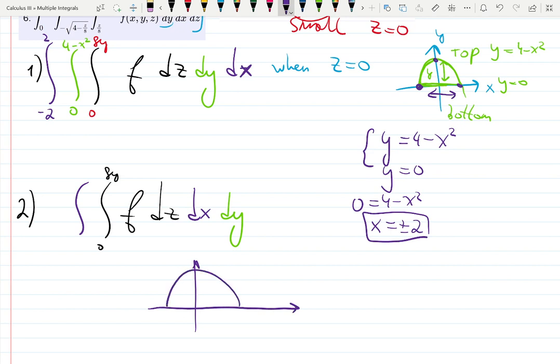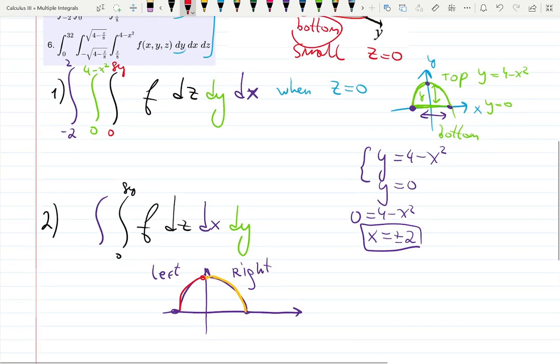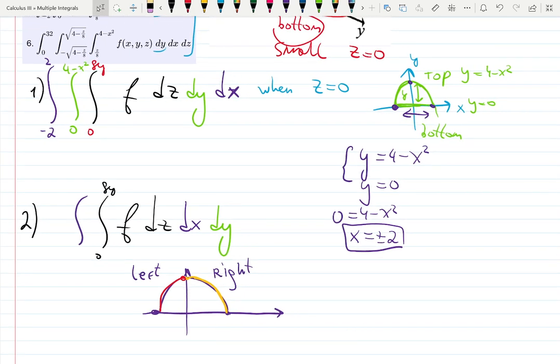X is now going from the larger function, which is on the right, to a smaller one, which is on the left. It's always larger minus smaller, right? But what is the larger function? The one on the right is the positive side of the parabola, and the one on the left is the negative side of the parabola, which can be described as a square root.